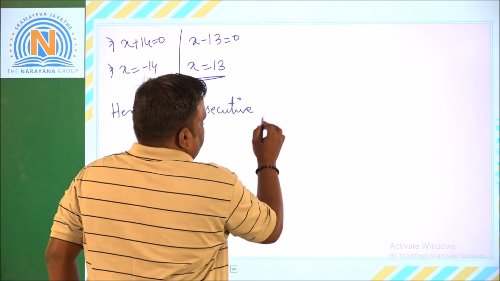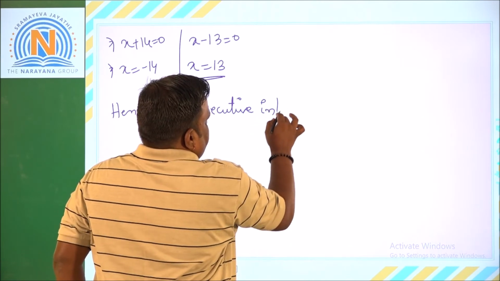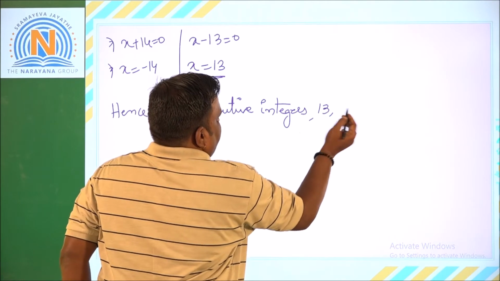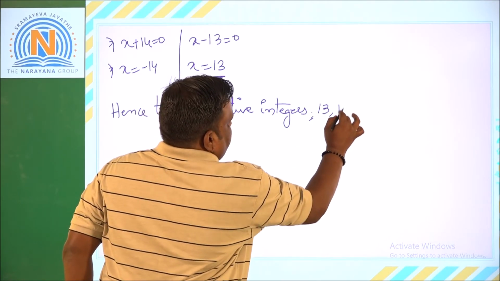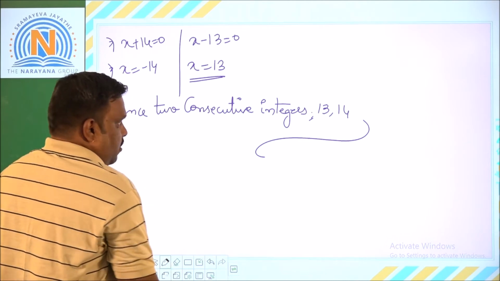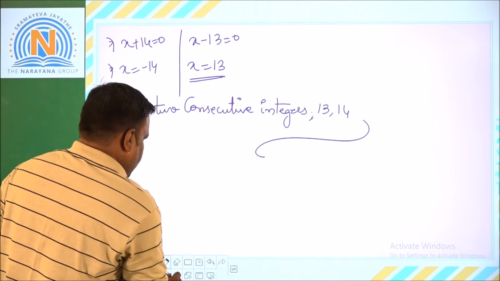Two consecutive positive integers: so one is 13, the other one will be 13 plus 1, so that is 14. Therefore these are the two consecutive positive integers. Now let us see the next question.